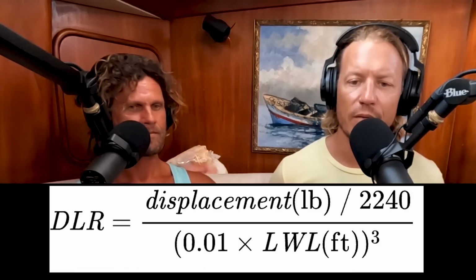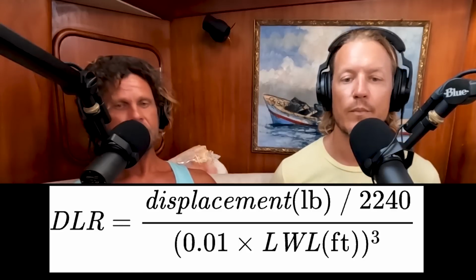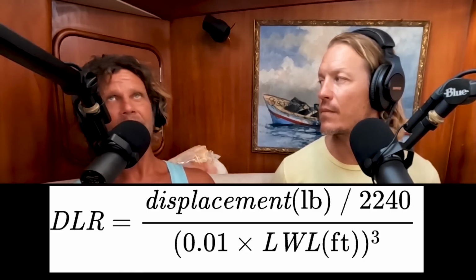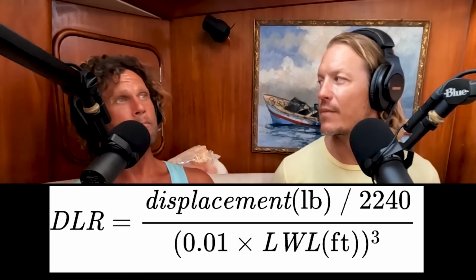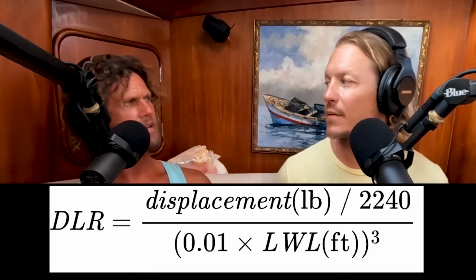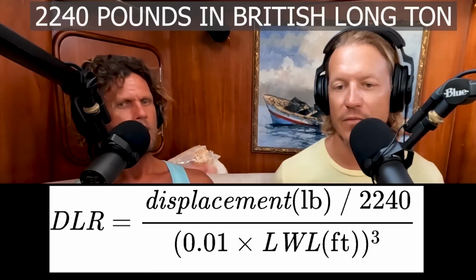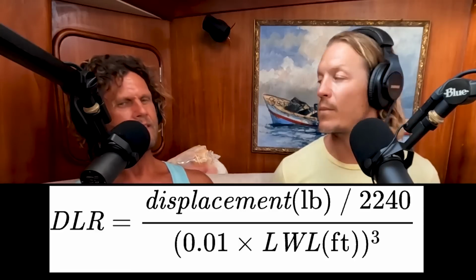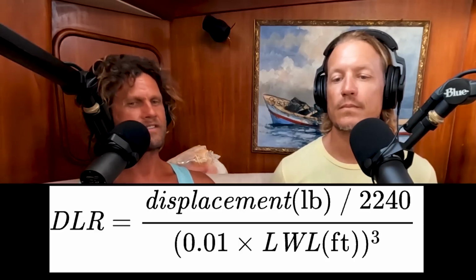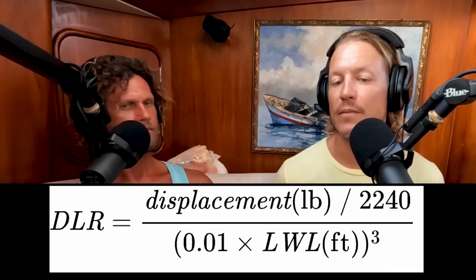Why is it cubed and divided by 2240? So the displacement's in pounds, and we divide it by 2240. That's to make it a more reasonable number to deal with. Isn't there 2240 pounds in a ton? Oh, is that what that is? Okay, so they're just converting it to tons. But that is not so important. What's important is why is the LWL cubed at the bottom?